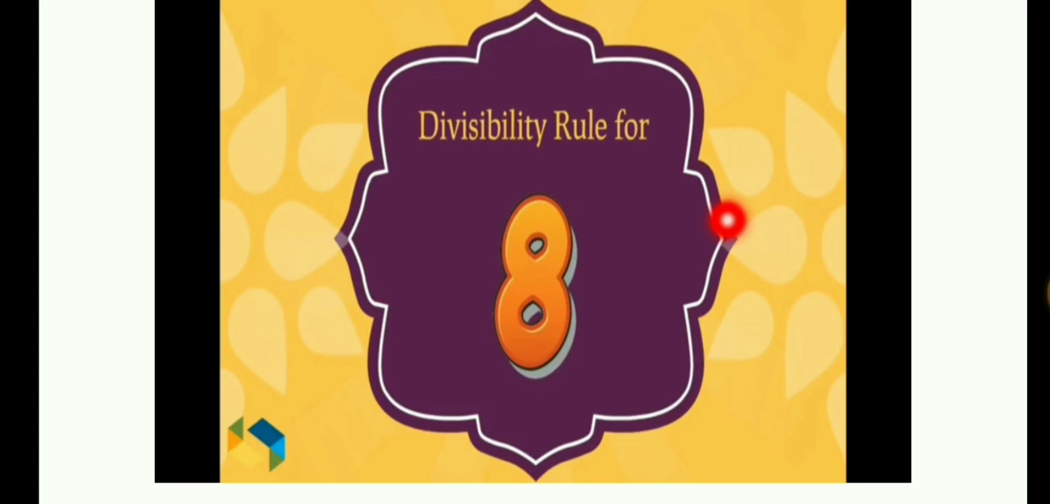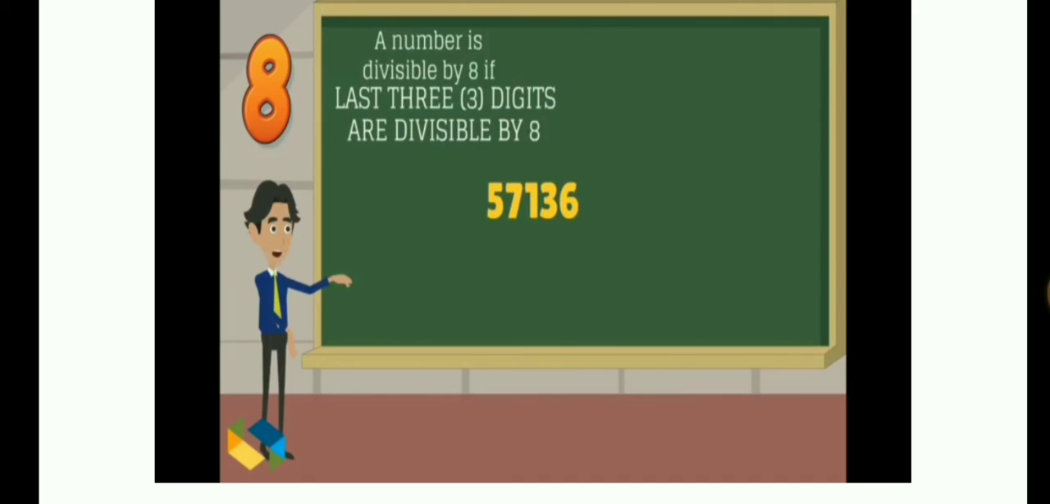Now just see the next rule, the divisibility rule of 7. You will be studying it in your higher class. Now just see the rule for 8. A number is divisible by 8 if the last 3 digits are divisible by 8. So for the divisibility rule of 8, we have to check the last 3 digits. If the last 3 digits are exactly divisible by 8, the given number is also divisible by 8.